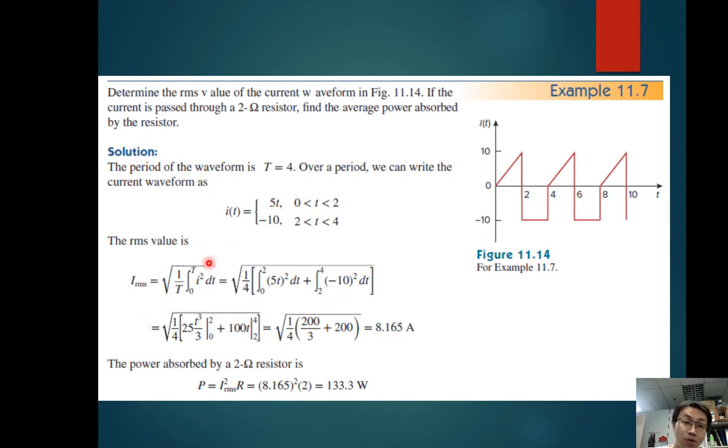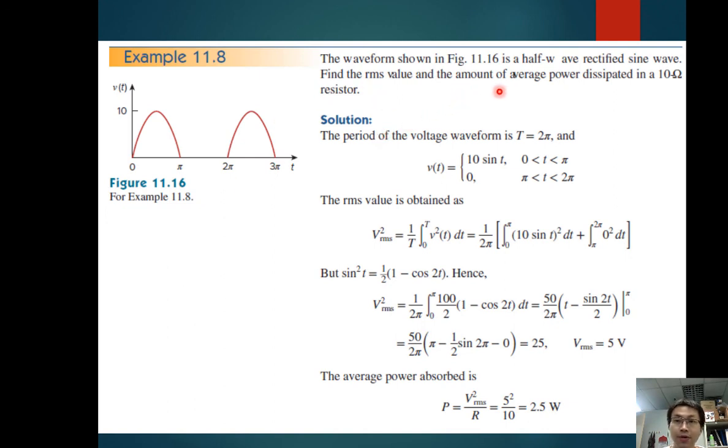So we put it into the equation, then we do some mathematical calculation. We find that the RMS for this kind of waveform is 8.165 ampere. And then for the power absorbed by the resistor we use I square R. So RMS is 8.165 squared times R, which is 2. So it becomes 133.3. So this is the technique of how we solve for RMS value.